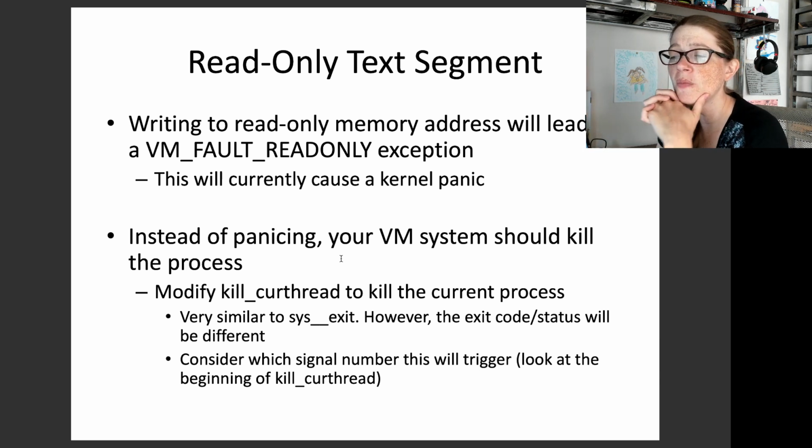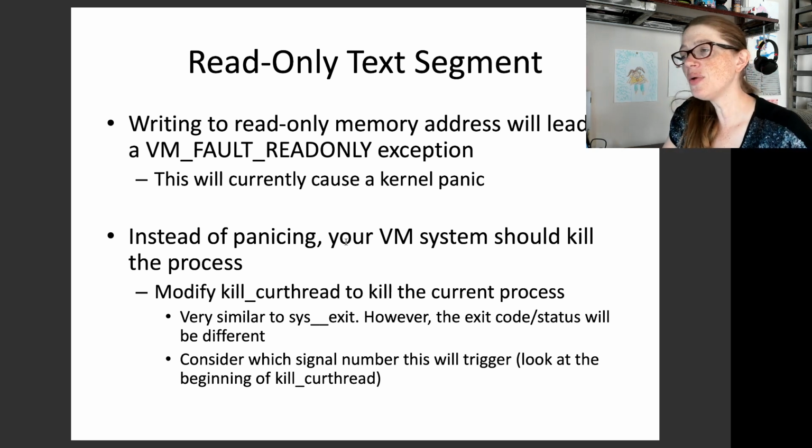So what we need to do is modify it a little bit more to make sure that when the user process tries to write to read-only memory, it's not the OS that crashes, the program gets killed, and the OS keeps running happily. So right now you'll see inside of VM fault that when you get that VM fault read-only exception, it causes a kernel panic. Now the panic doesn't actually happen right here. Normally what happens is an error code gets returned from VM fault, and then that gets picked up by mipstrap, which passes it forward to kill cur thread.